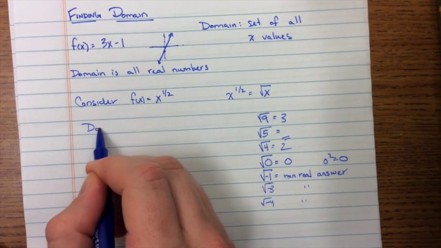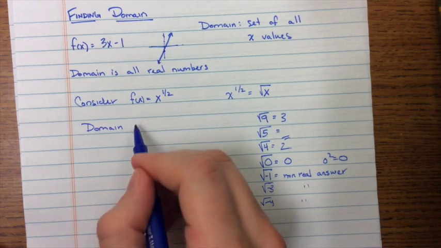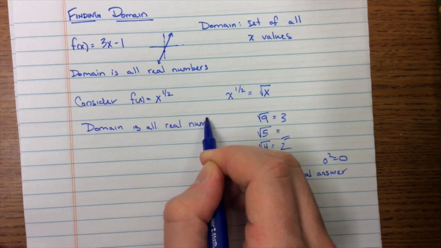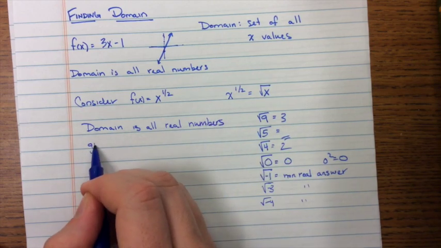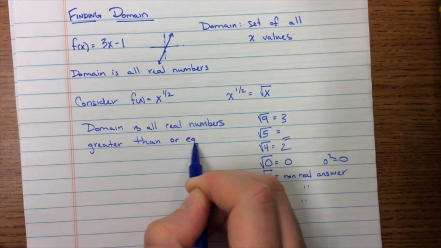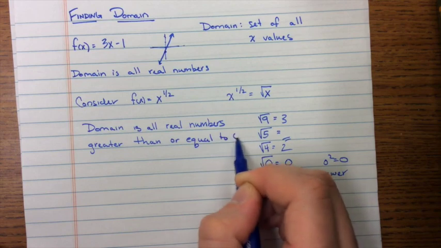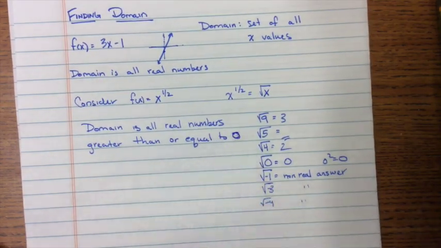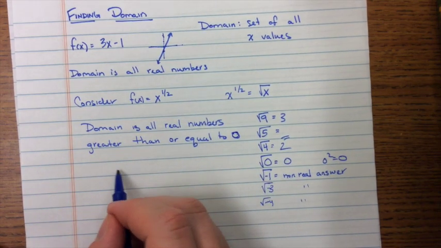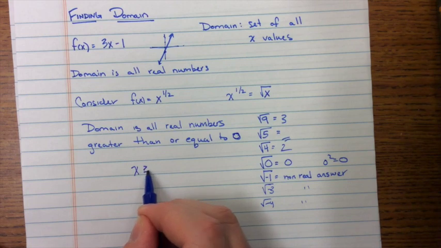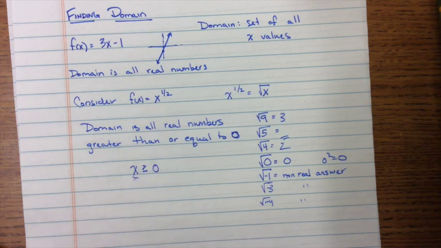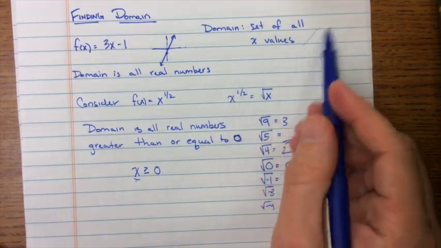And the way we do that is we say, okay, the domain is all real numbers, but we put a little restriction on it. And we say it has to be greater than or equal to 0, because those will be all your positive numbers plus 0. And this is a lot to write, so the way mathematicians have shortened that is we say that x is greater than or equal to 0. And that means the same thing: all real numbers greater than or equal to 0. And we use x because we're talking about domain, which is, of course, the set of all x values.